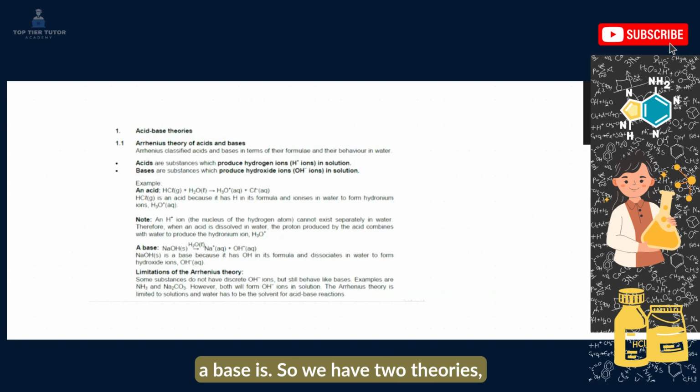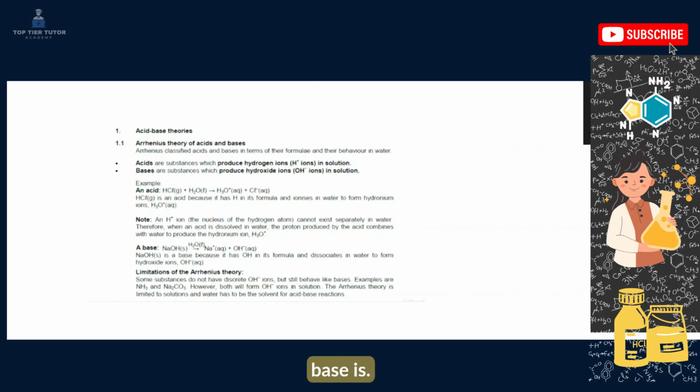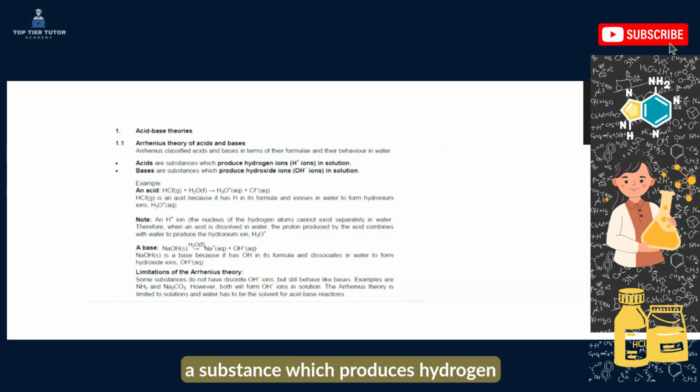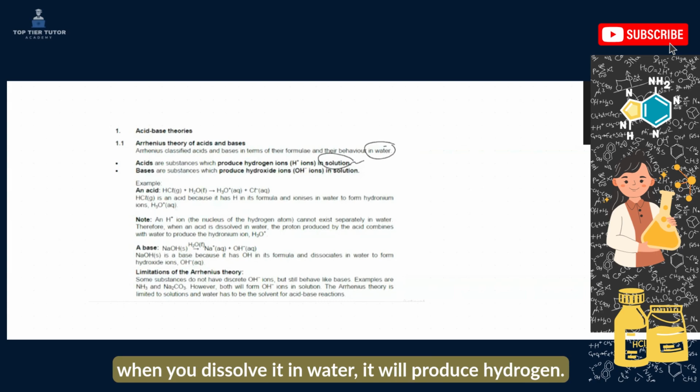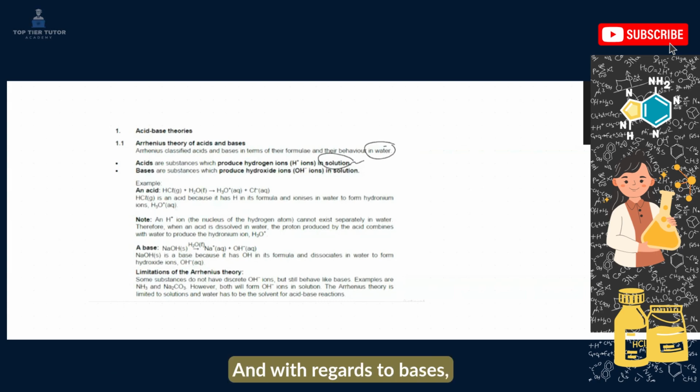We have two theories, but now we'll be looking at Arrhenius' theory on what an acid is and what a base is. Arrhenius says that an acid is a substance which produces hydrogen whenever in solution. So Arrhenius classified his acids and bases according to the formula and how they behave with water. That's the part about solution. When you dissolve it in water, it will produce hydrogen. And with regards to bases, he says that when they are in solution, they are going to produce hydroxide.